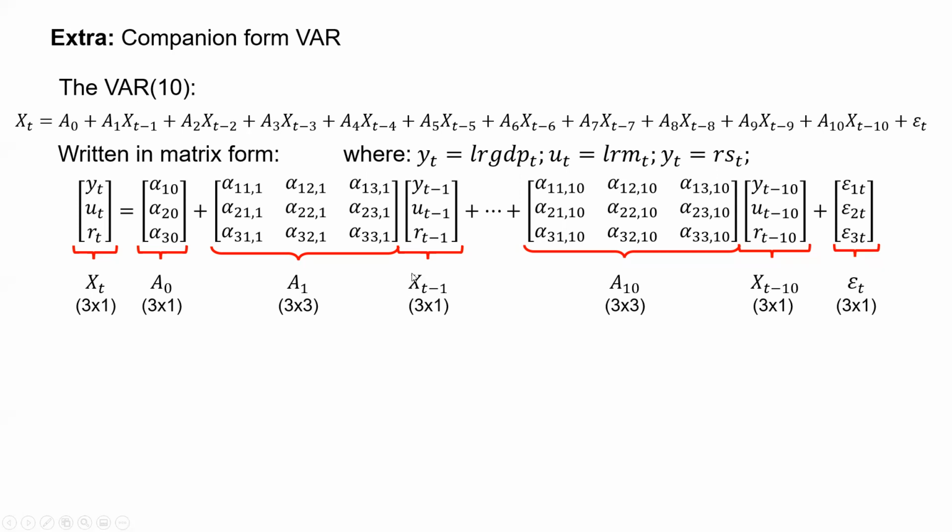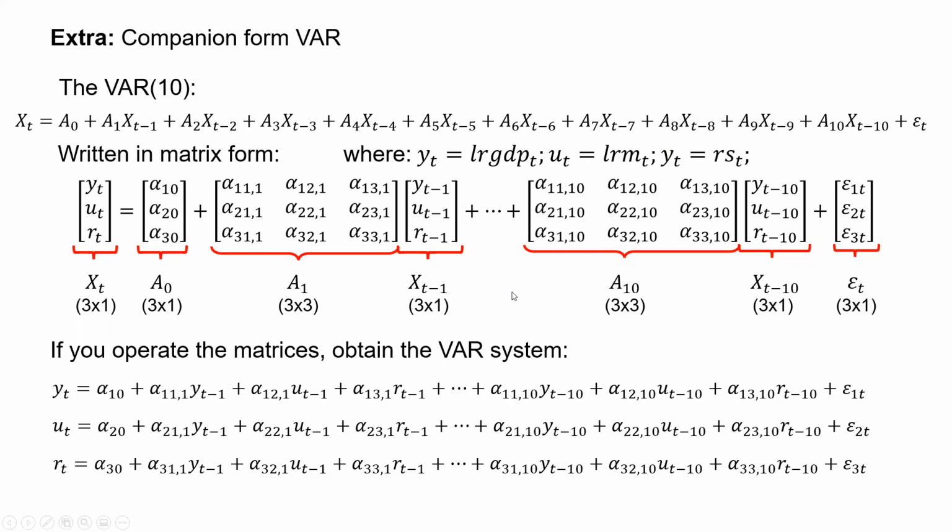This slide is in the incorrect order. Just so you guys know, I call GDP Y, money supply U, and our interest rates R. This is R, not Y, sorry. Just for short, because otherwise that would be too long to type.